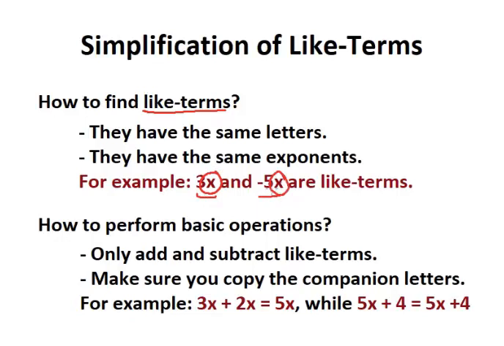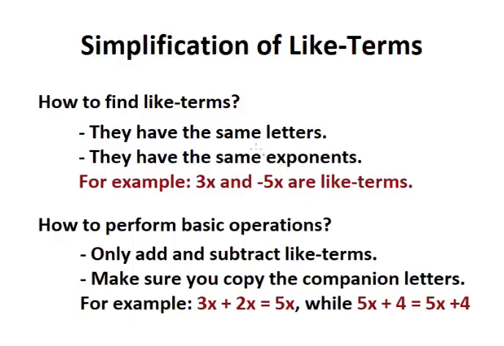If that letter were different, or if one of them didn't have any letter, then they would not be like terms. The way to tell if two things are like terms is if they have the same letters and the same exponents. If 3x has a squared, making it 3x squared, but negative 5x doesn't have a square, they are not like terms because they don't have the same exponents.